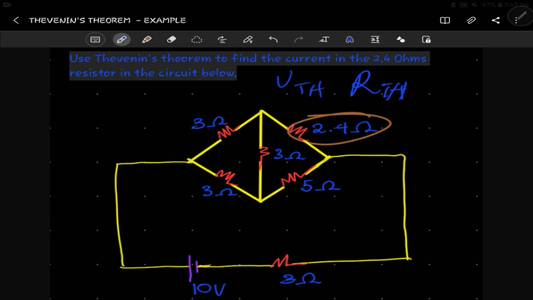When it comes to these two things, most of the time the easiest to find will be the RTH, so we'll try and find that first. Before we do that, whenever we are using Thevenin's theorem, we should be able to remove this resistor out and put the Thevenin's voltage there.